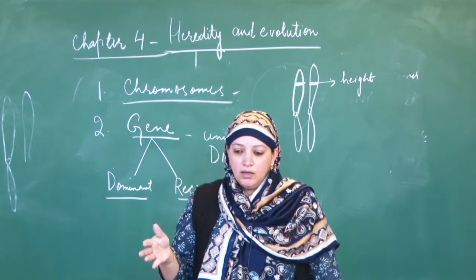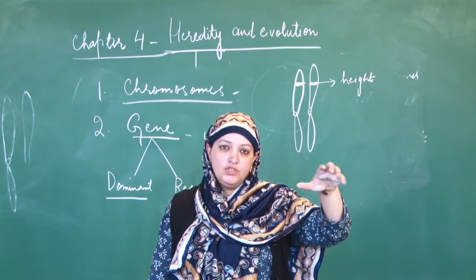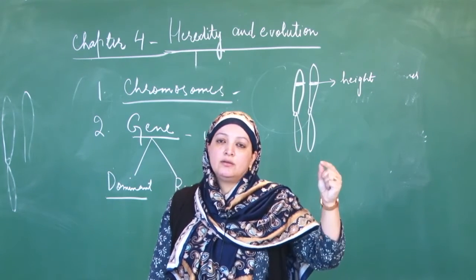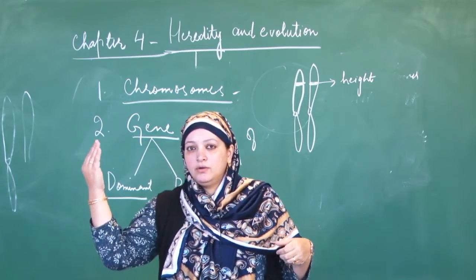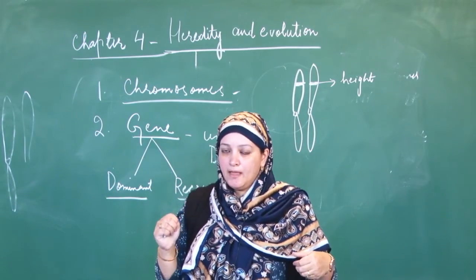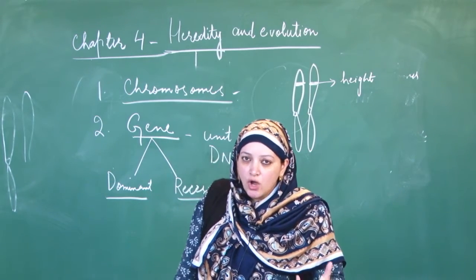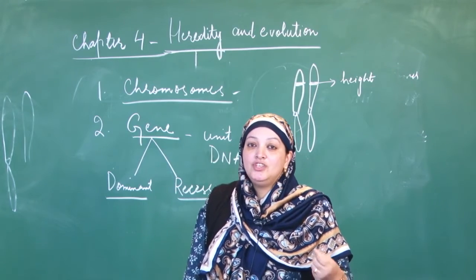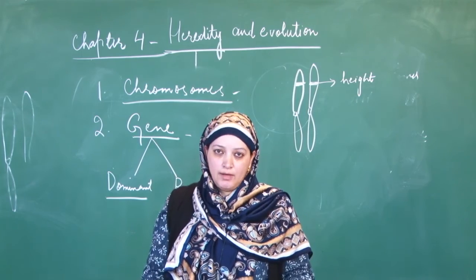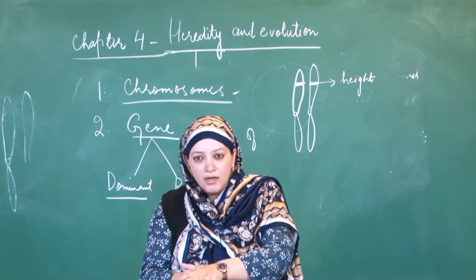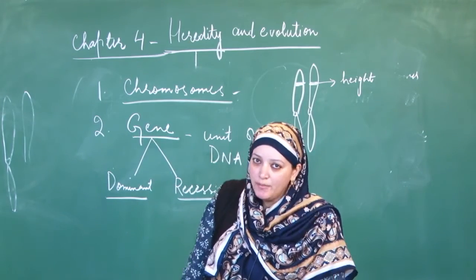If we have a young one who got the gene for height, that is the tall gene, from the father and the dwarf gene from the mother, but the young one is tall. So which is the dominant gene? The gene for tallness, because it got expressed in the young one. So the one which gets expressed in the young one is called the dominant gene.